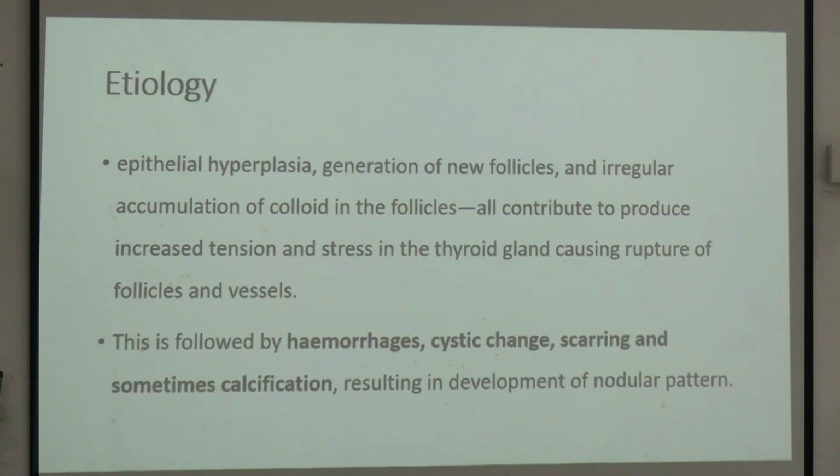Now, the etiology. Epithelial hyperplasia, generation of new follicles, and irregular accumulation of colloid in the follicles all contribute to produce increased tension and stress in the thyroid gland, causing rupture of follicles and vessels. This is followed by hemorrhages, cystic change, scarring, and sometimes calcification, resulting in the development of a nodular pattern.